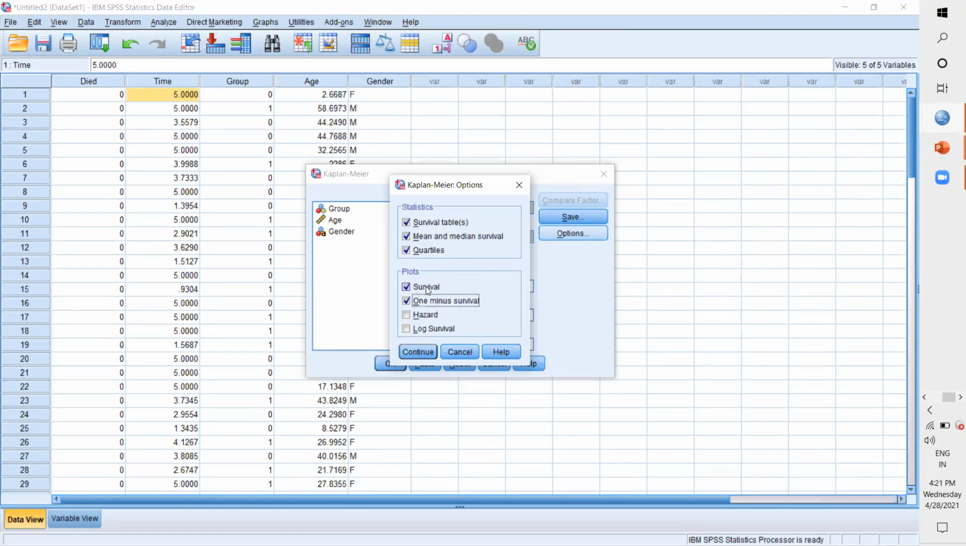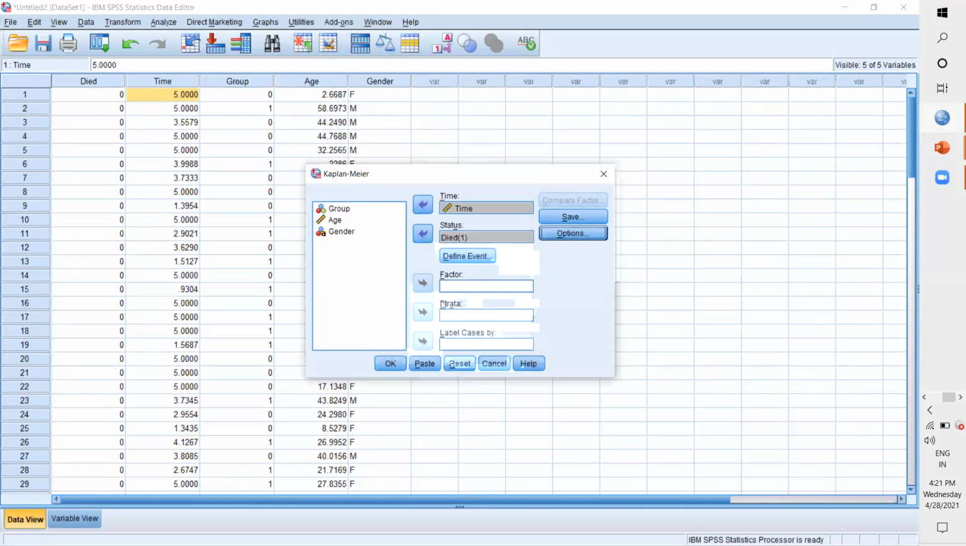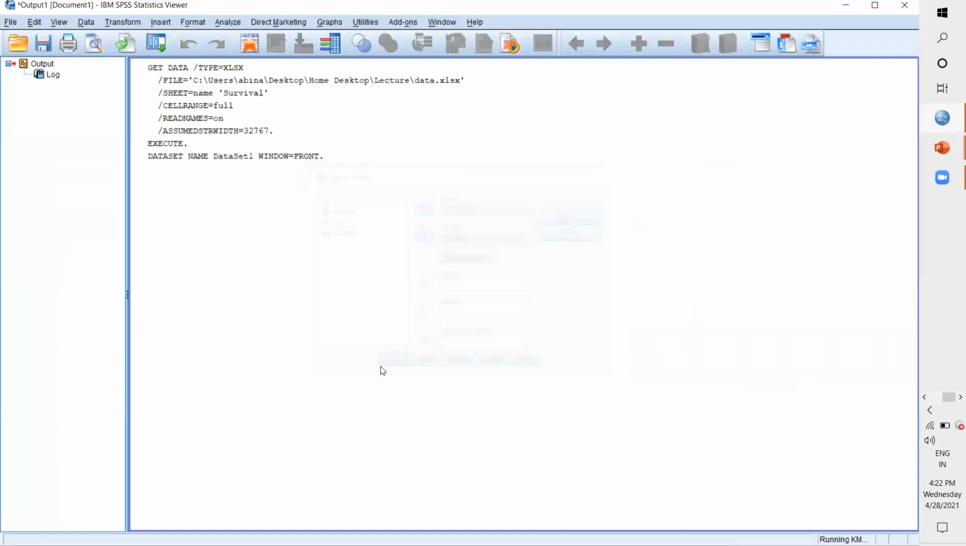Actually both of them are the same plot, but one is coming from 100% to 0%, and the other is going up from 0% to 100%. So you will understand when you see them. So we will define this one, and we are not doing any testing like factor or strata or anything like that. After that, we'll just press OK.